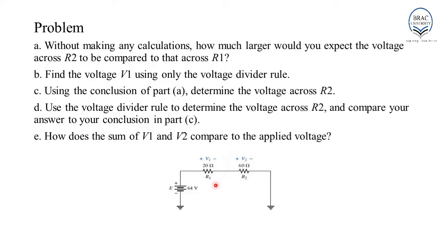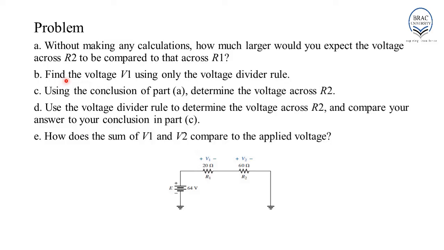Now, we have seen in the previous slides that in a series configuration, the voltage across resistors divides in proportion to the ratio of their resistances. Now, since the resistance of R2 is 3 times the resistance of R1, the voltage drop or potential drop across R2, which is V2, will be 3 times that of V1.